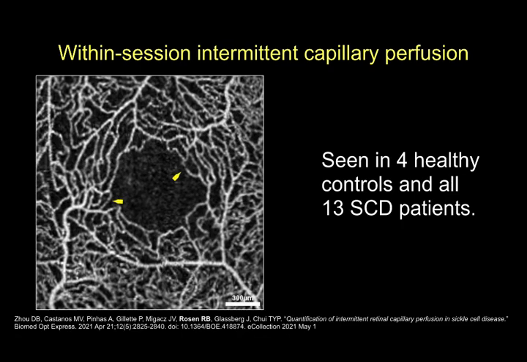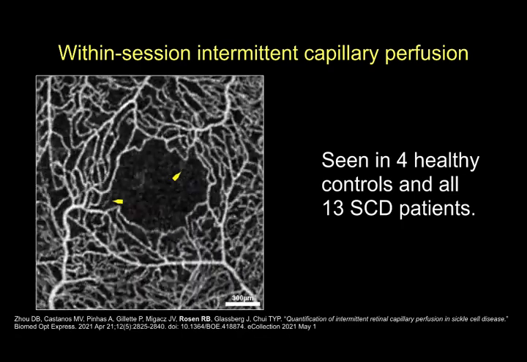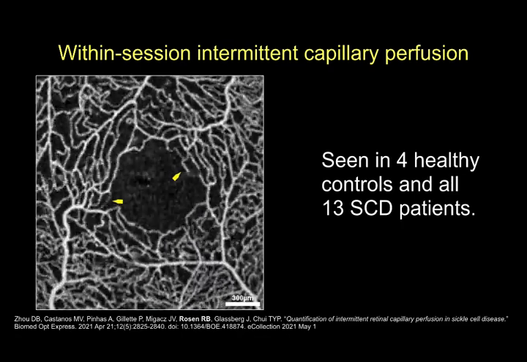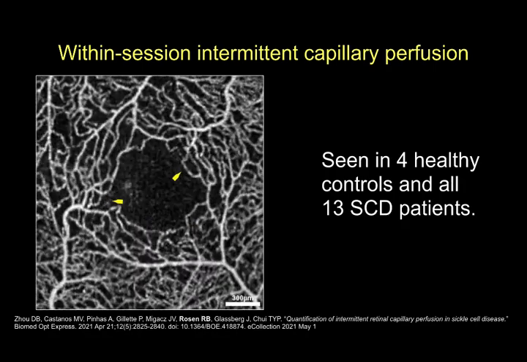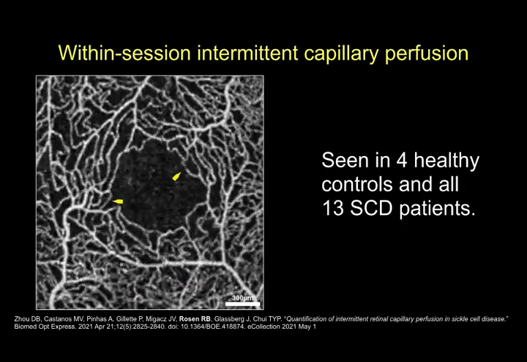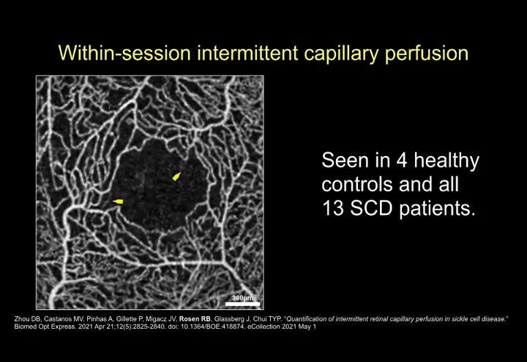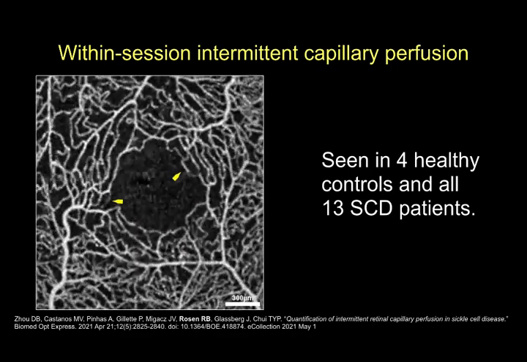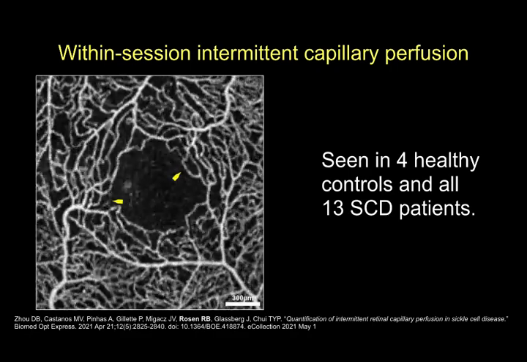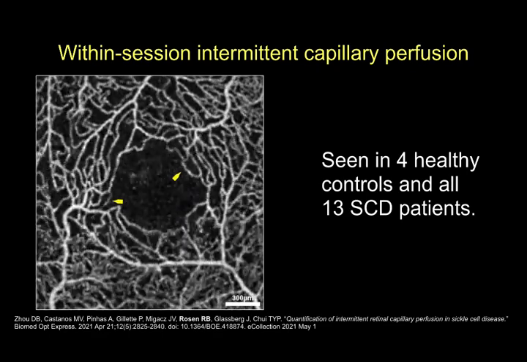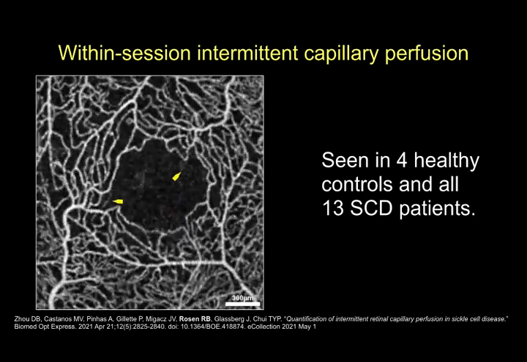We also looked at within-session intermittent capillary perfusion events. In this sickle cell patient on hydroxyurea treatment, the yellow arrows indicate 2 capillary segments with intermittent capillary perfusion. These within-session events were seen in all sickle cell patients and 1/3 of the 12 controls.